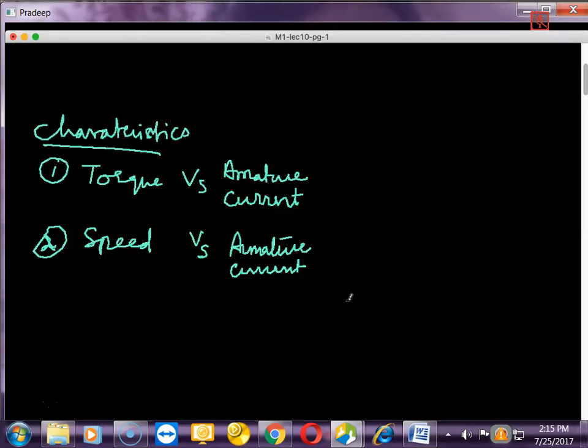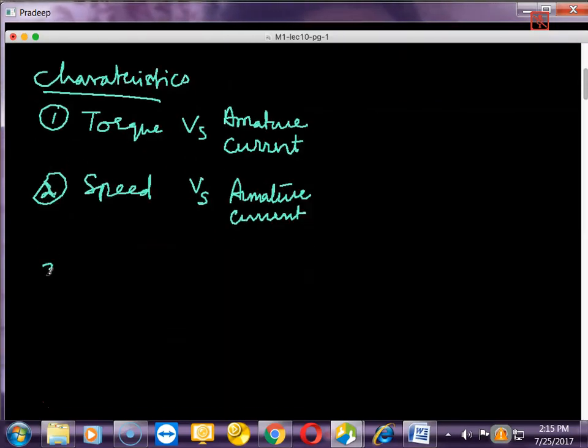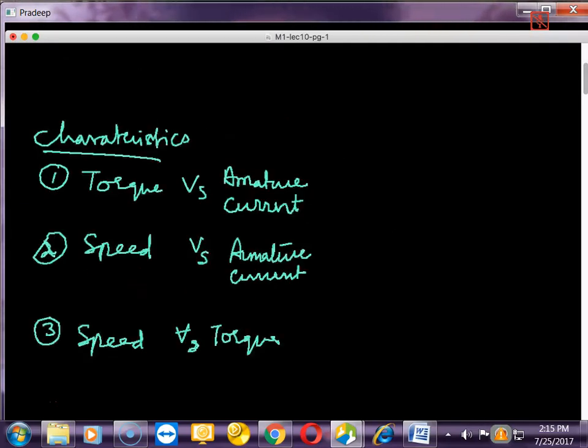And the third one is the other two, that is torque versus speed or speed versus torque. So these are the three different characteristics, and we have different machines. So different types of machines. What are the different types of machines?